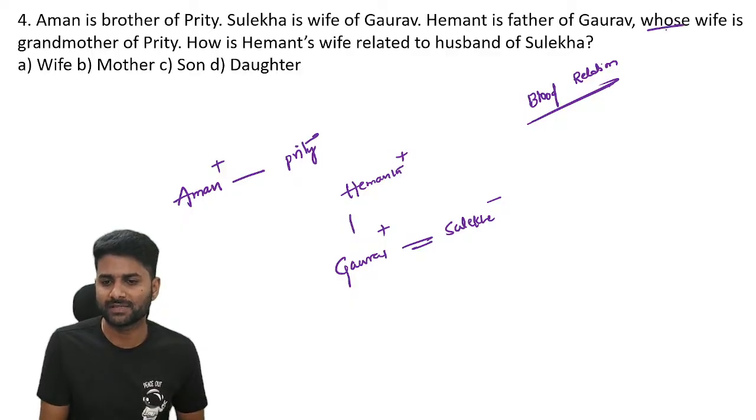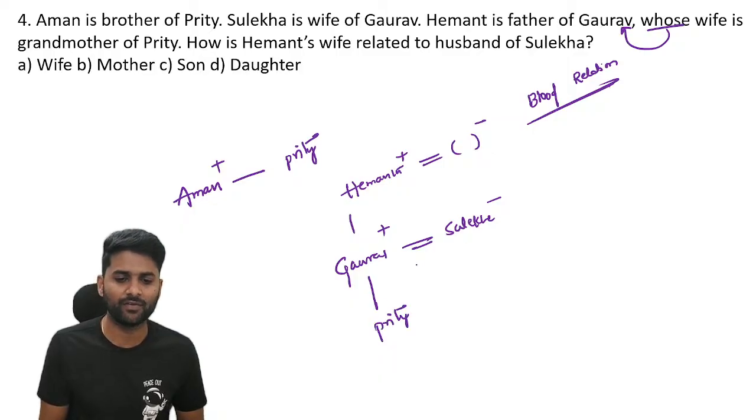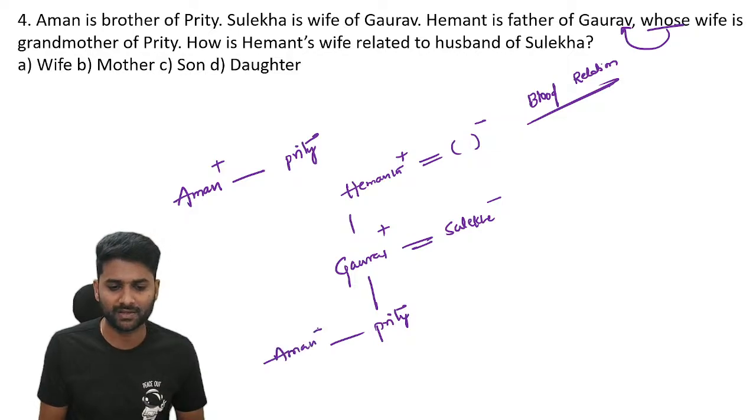So whose, they are talking about again Gaurav. Gaurav, whose wife is grandmother of Preeti. So they mentioned that Hemant's wife, we don't know the person's name, that person is grandmother of Preeti. So we can say that Preeti is child of Gaurav and Sulekha. According to the data, Aman is brother of Preeti. So we are done with the whole picture.